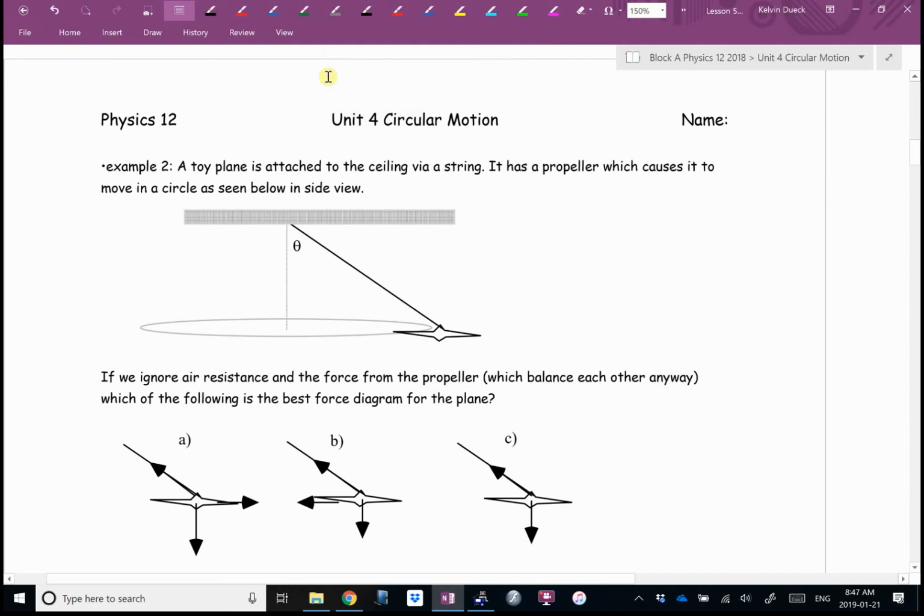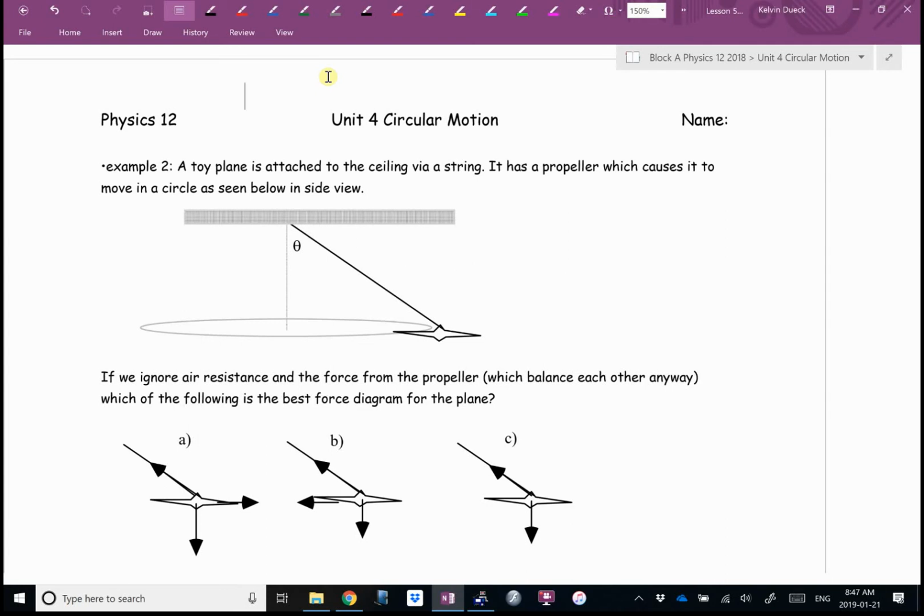A toy plane is attached to a ceiling. You may have seen this in shopping centers outside little gift stores or something like that. Often it's a little helicopter. I've seen a flying pig. I've seen a toy plane where it's going around in a circle. We have a name for this.